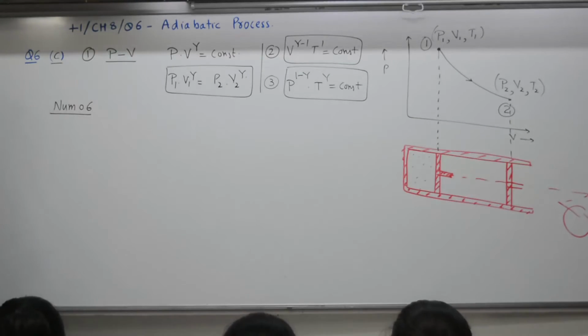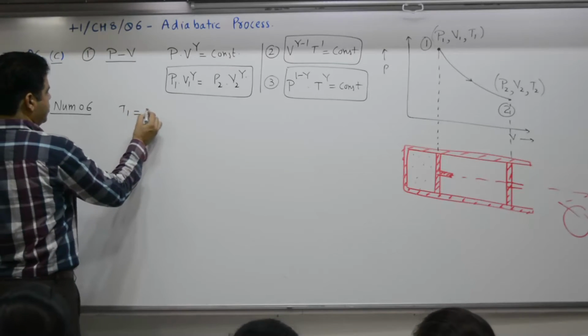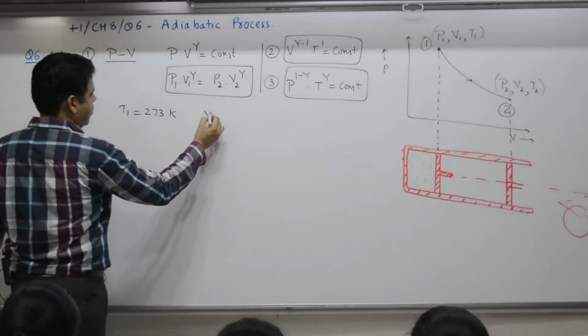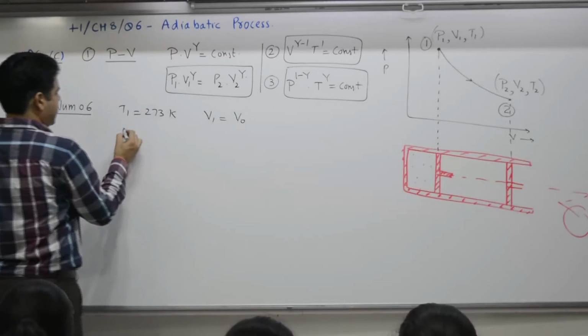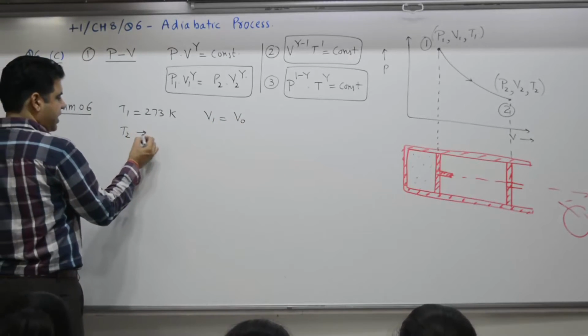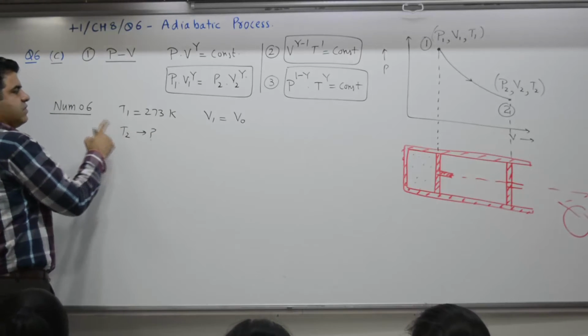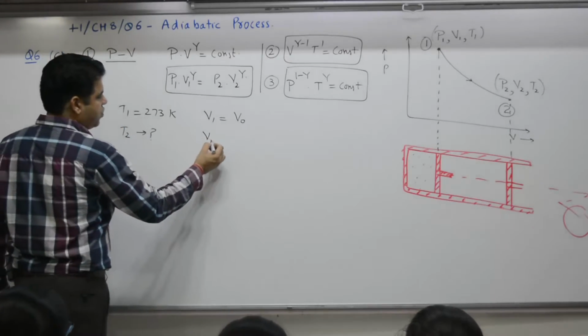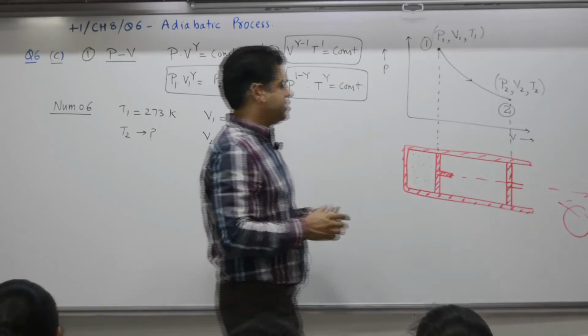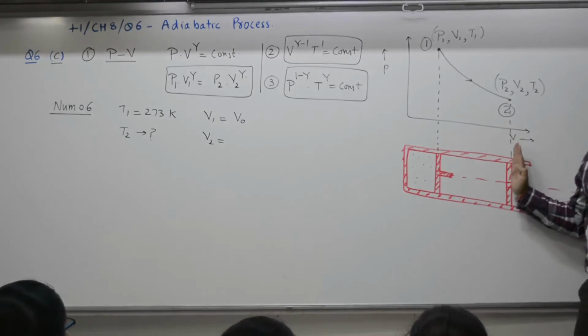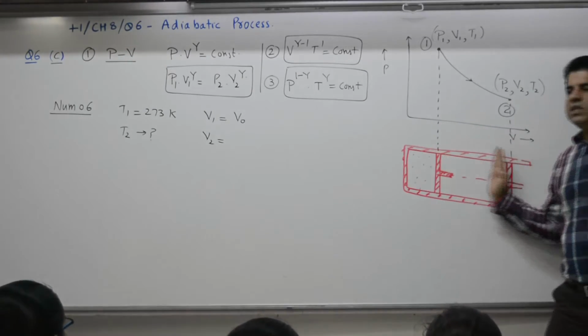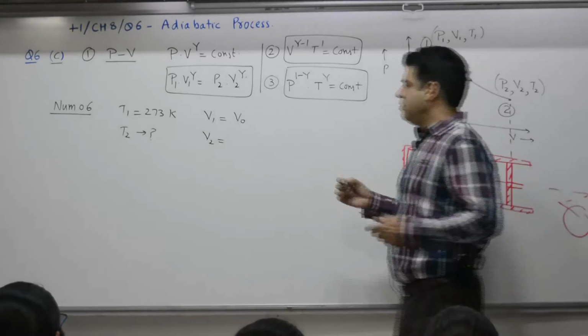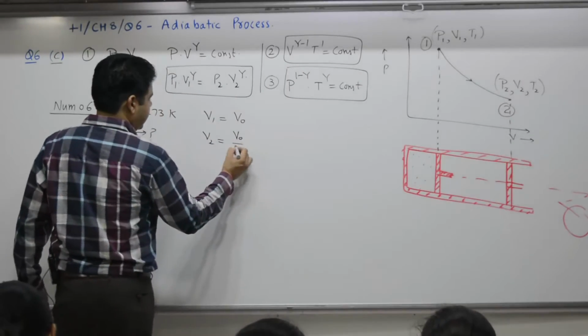Initial temperature is what? T1. Normal temperature means what? Yes, 273 Kelvin. Volume V1, say V0. Temperature 2 we want to find out. Then we will find difference of the temperature. Actually it is not T2, it is T1 minus T2 required. V2, final volume is what? Initial volume is V0. You compress it to 1/3 of its volume. V0 by 3.